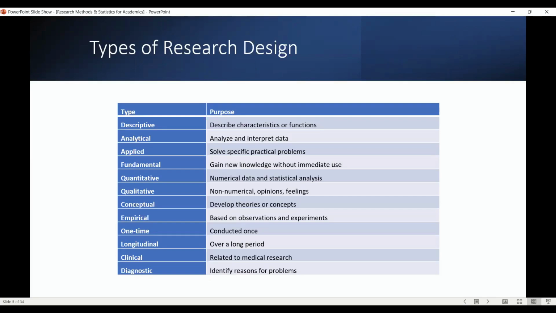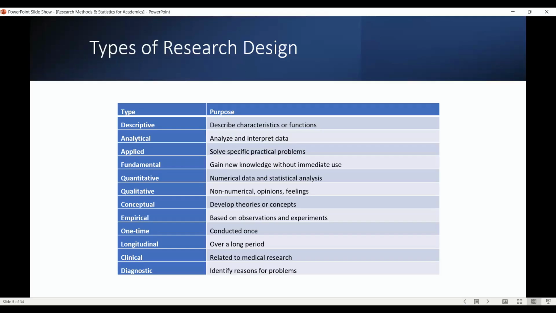Say, for example, you are working in an IT company and you are going to conduct a research in the IT domain. Then it is called an empirical research design. So that comes under one-time research, say it is conducted only once. Longitudinal: sometimes it is conducted over a periodic time.